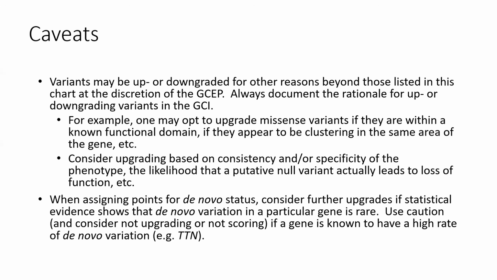Additionally, when assigning points for de novo status, consider further upgrades if statistical evidence shows that de novo variation in a particular gene is rare. Some genes might have this kind of information, some genes might not. Use caution and consider either not grading or not scoring if a gene is known to have a high rate of de novo variation, such as something like the Titin gene. Some GSEPs have found it helpful to document these types of context-specific upgrades and downgrades to encourage consistency among their members. So check if documentation like this is available for your GSEP. And again, always include your reasoning for why you scored something the way you did in the GCI.